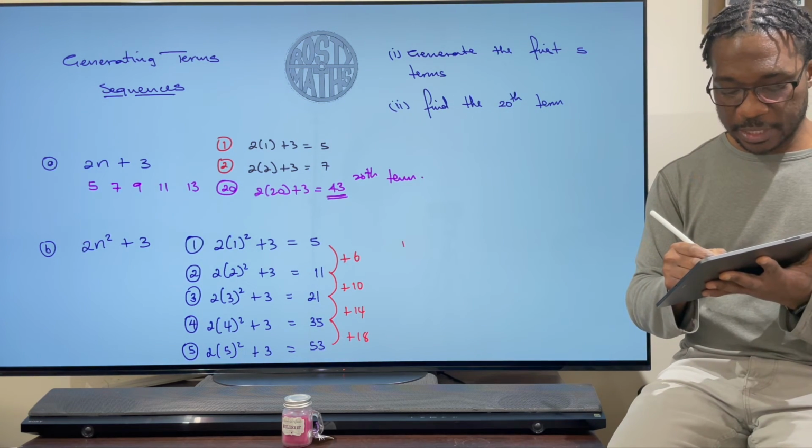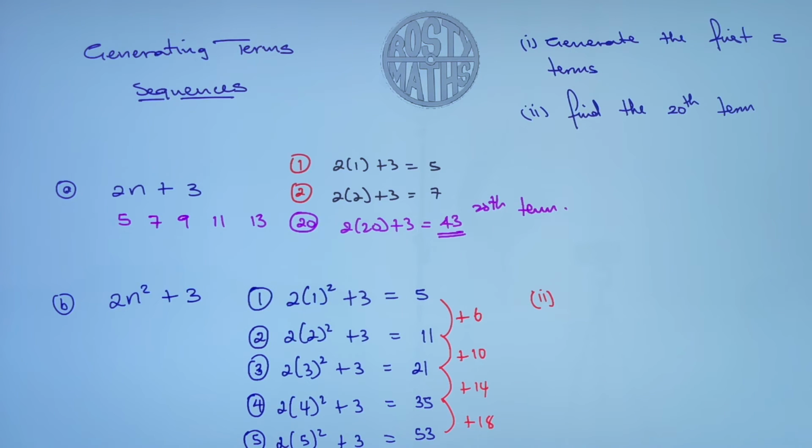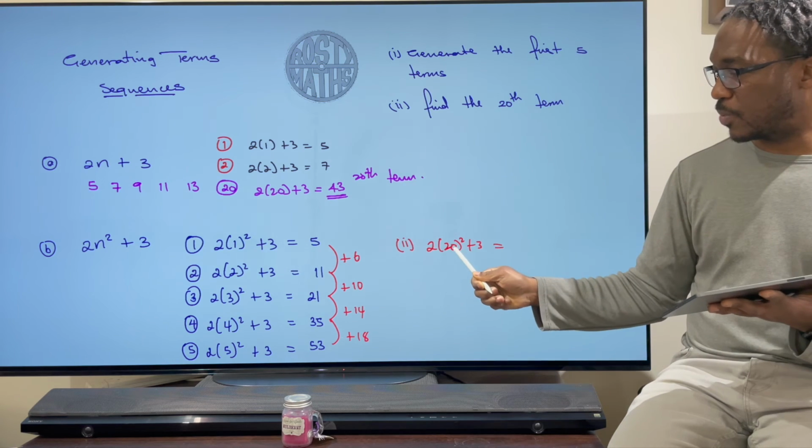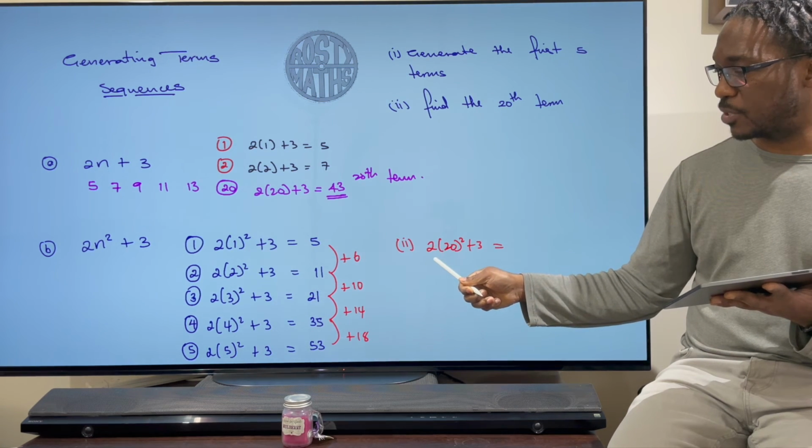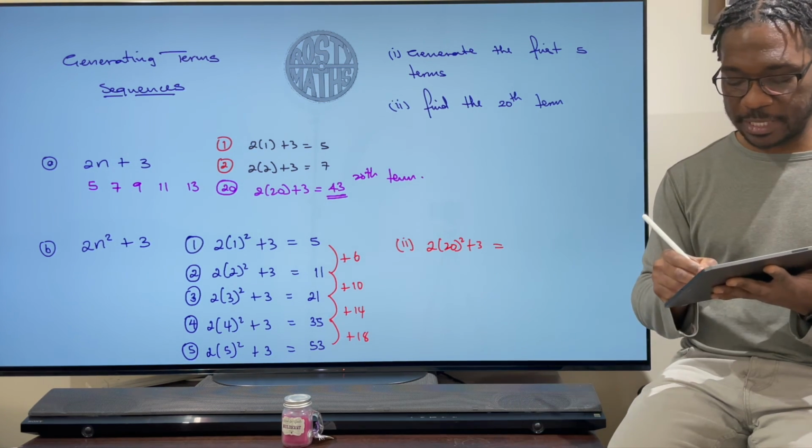Finally, let's find the 20th term. That's 2 times 20 squared, add 3. 20 squared is 400, times 2 is 800, add 3 is 803.